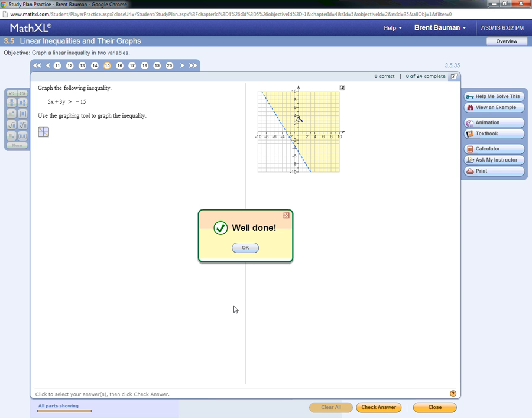Okay, so that's graphing a linear inequality, very similar to the equations, except you need to be careful that you have either a solid or dashed line, that's going to be extra, and then you need to figure out if you're going to have shading above or below. I hope it was helpful.